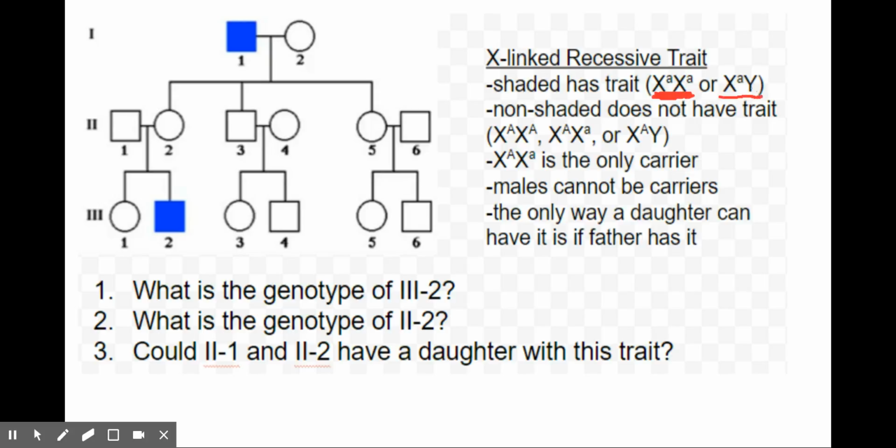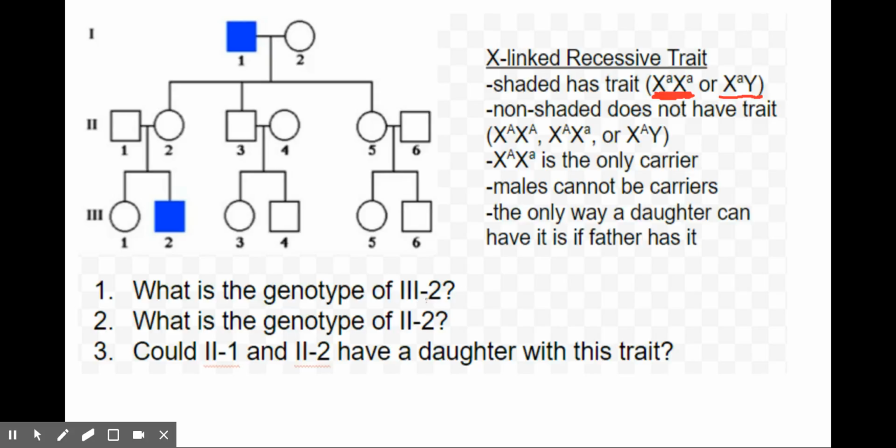The males that have it, as you can see here, are going to be XaY. All of these non-shadeds do not have the trait. You can have carriers, but males cannot be carriers. And the only way a daughter can have it is if their father has it.